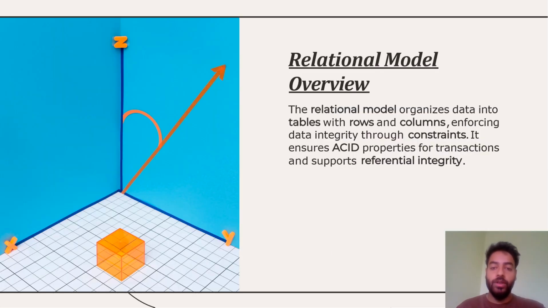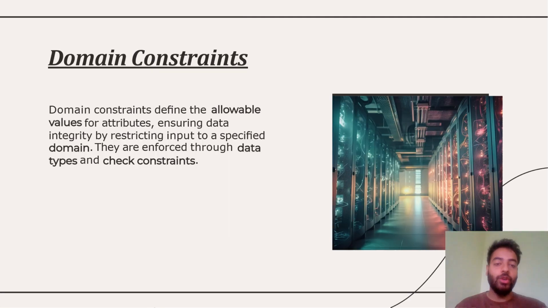Relational model overview. The relational model organizes data into tables with rows and columns. Enforcing data integrity through constraints, it ensures ACID properties for transactions and supports referential integrity. Domain constraints. Domain constraints define the allowable values for attributes, ensuring data integrity by restricting input to a specified domain. They are enforced through data types and check constraints.